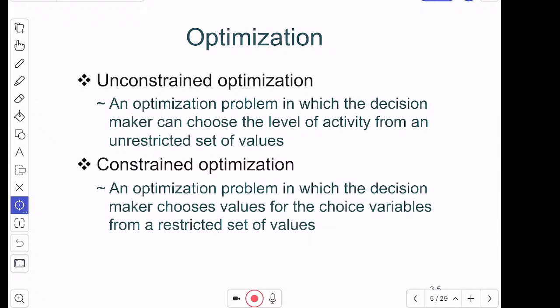And then there's the two types of optimization. There's unconstrained optimization, where there's no restriction on the level of activity. And then the constraint problem, where you introduce a restriction.